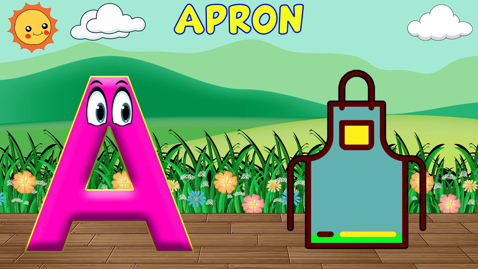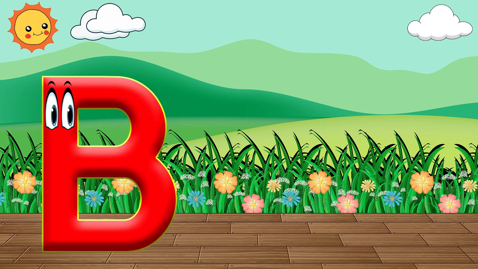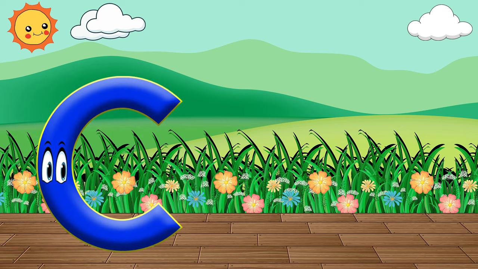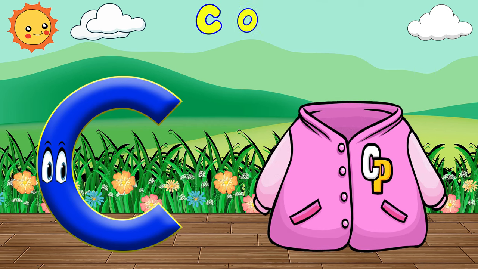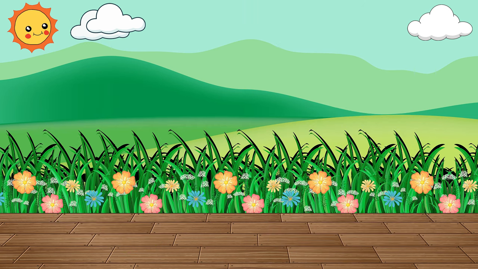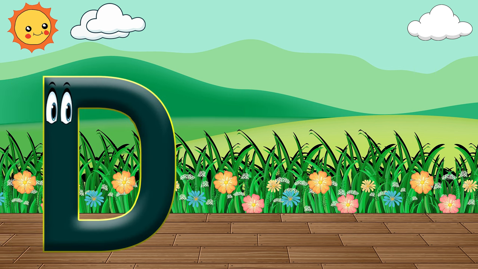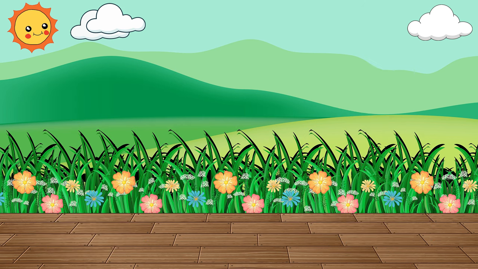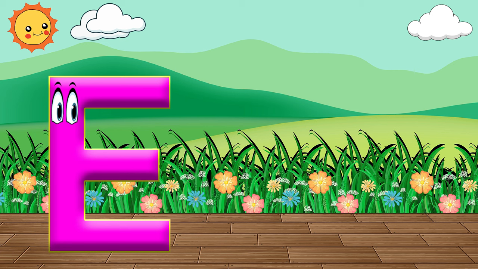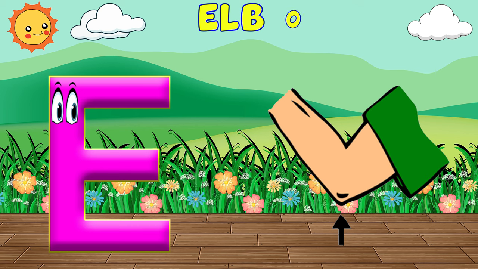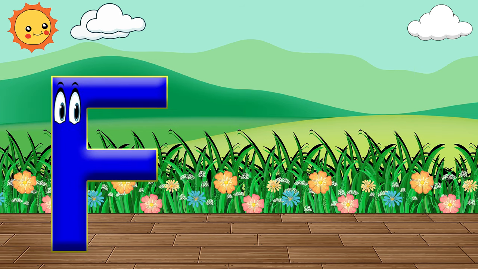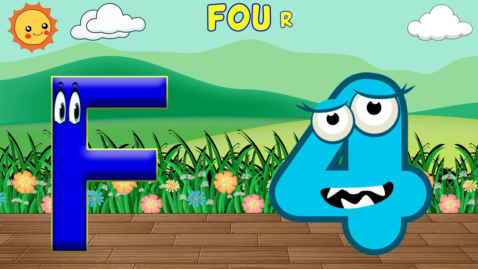A for apron. B. B for bell. C. C for coat. D. D for drummer. E. E for elbow. F. F for four.